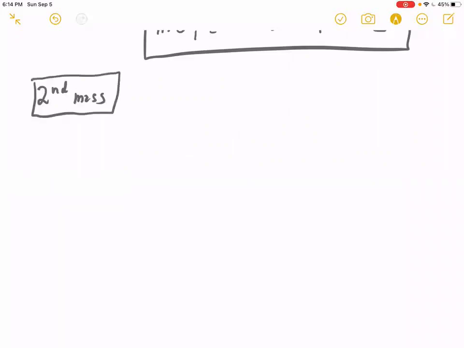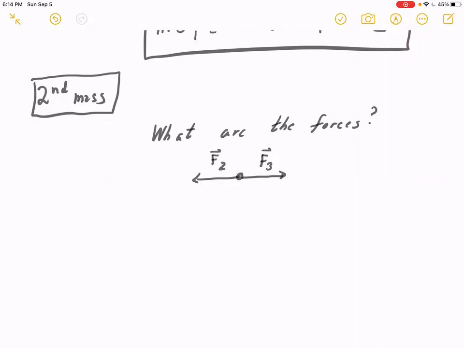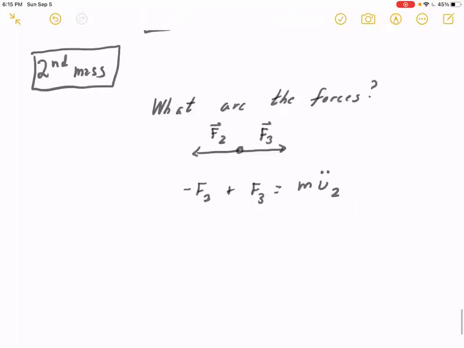Well, the second mass, again, you ask the question, what are the forces? Well, the second mass sees a force due to the third spring and the second spring. And again, only horizontal motion. So resolve this in terms of its components. And here's the equation of motion for the second mass.